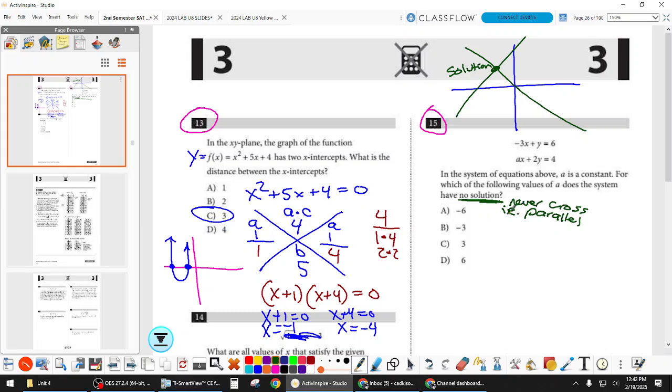Okay, but in algebra world, we don't have a graph. We don't need it either. What do you know about the equation that makes two lines parallel? What is true about the lines themselves when they are parallel? Same word. We studied this too.